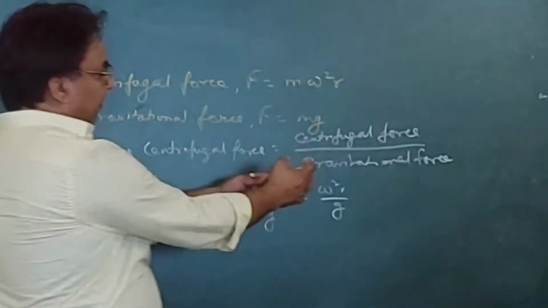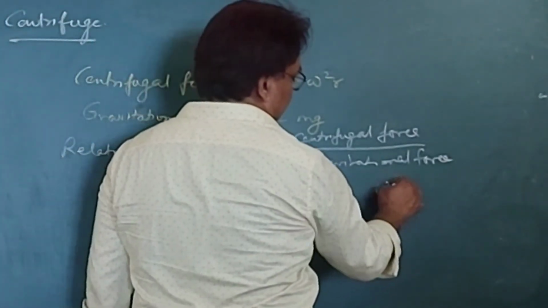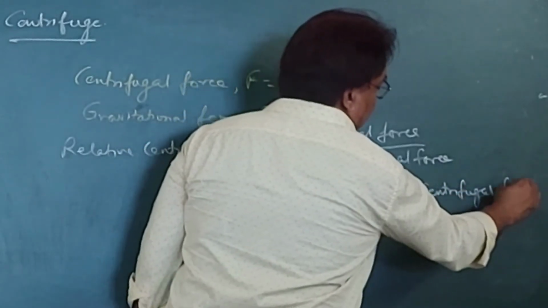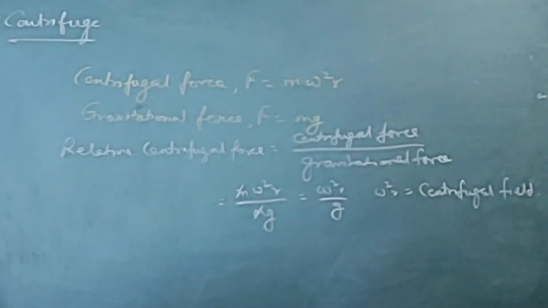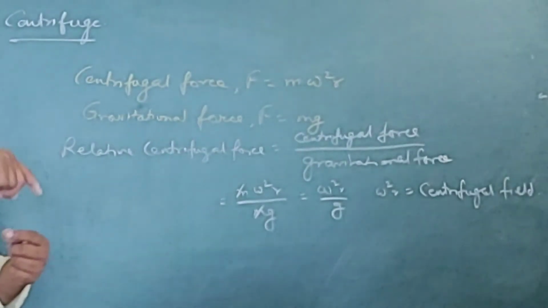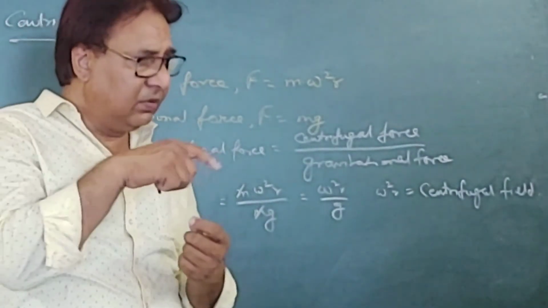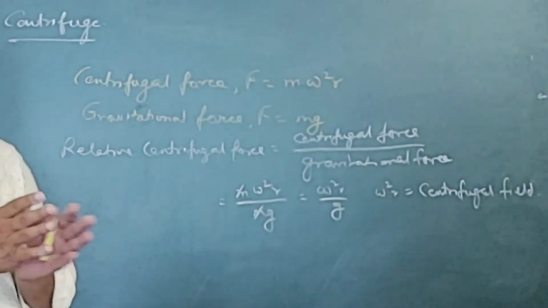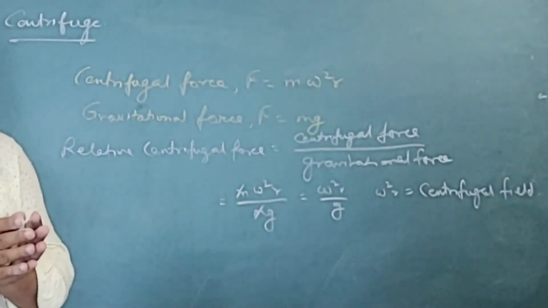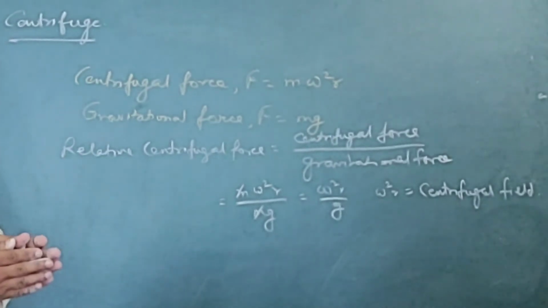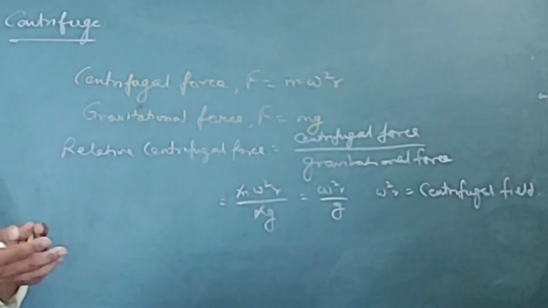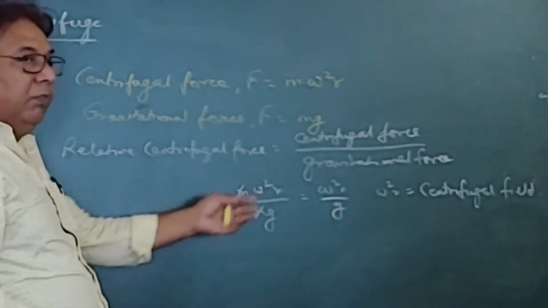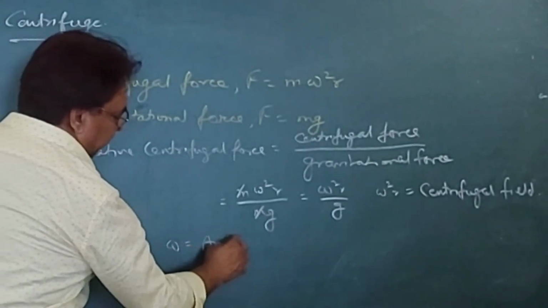This omega square r is also called the centrifugal field. In a centrifuge, the body is rotating in a circular motion. So the distance covered here is in angle. It is the angular distance. And the velocity that the body covers is called angular velocity. This omega is basically the angular velocity.